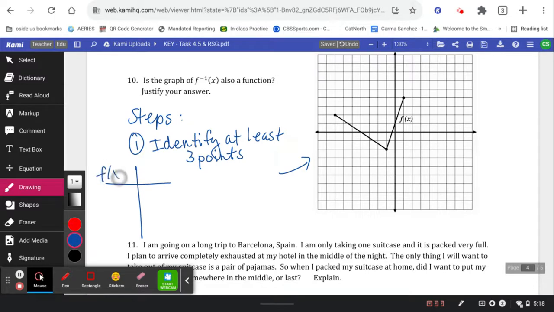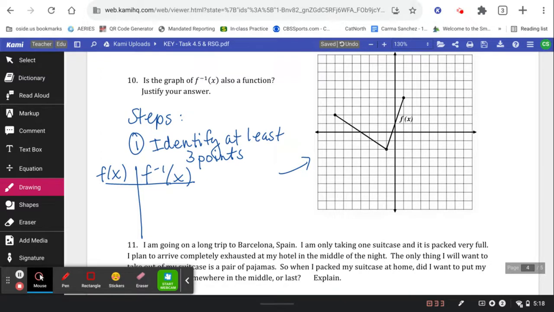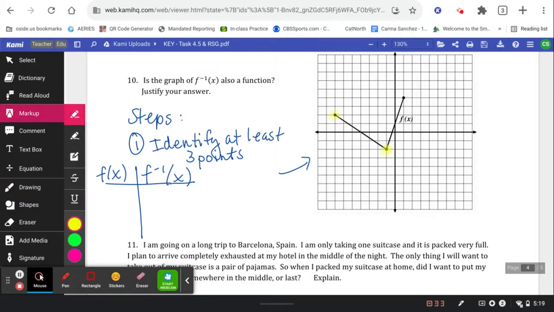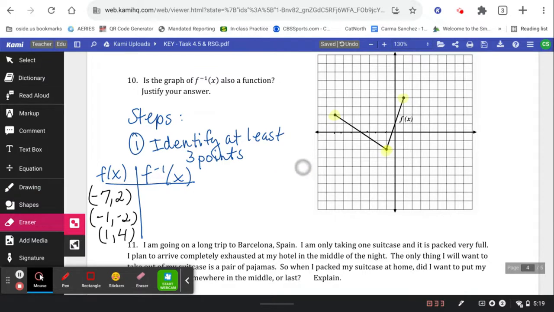My original function is going to turn into my inverse function when I flip it, but I need 3 original points. So I'm going to go grab this point right here, and this point right here. So that first dot, I'm going to go back 1, 2, 3, 4, 5, 6, 7, and up 2. So negative 7, 2, that's one of my coordinate pairs. The next point is back 1, down 2, negative 1, negative 2. And the next one is right 1 and up 4. So step 1, identify at least 3 points on the original function.